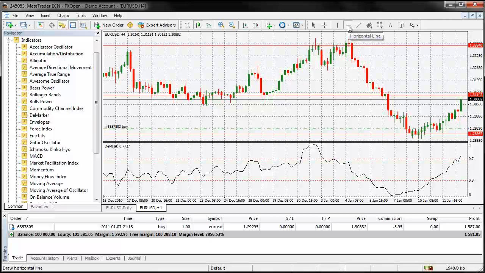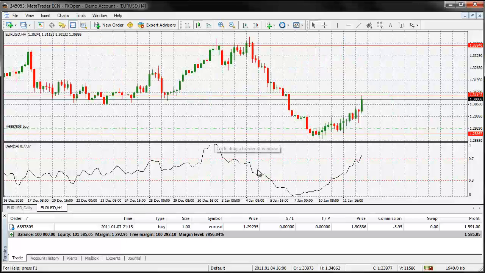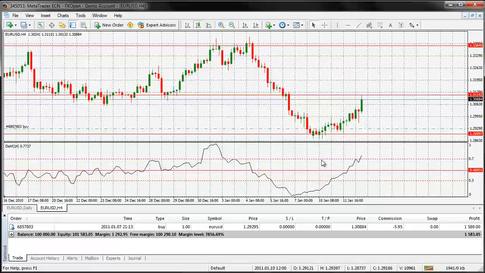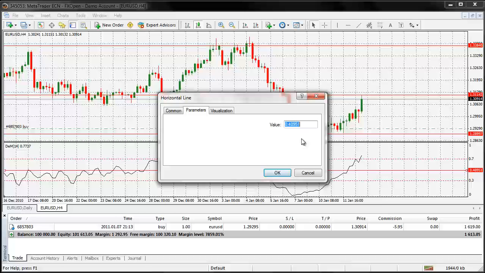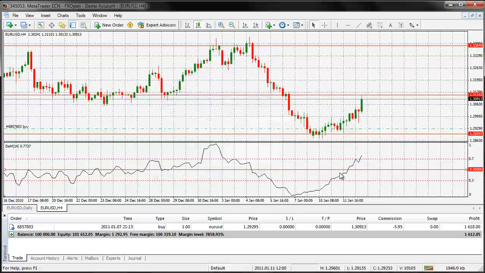So what I'm going to do is get the horizontal line tool out, and I'm going to place it bang dead center of these two red dotted dashed lines, and I'm going to double click on it so I can bring up these little editing squares, and then I'm going to right click on it and choose horizontal line properties, and I'm going to type 0.5 in there. Now 0.5 is basically half of that 0.7 and that 0.3. It's the midway point, and this midway point is our alert to get out.